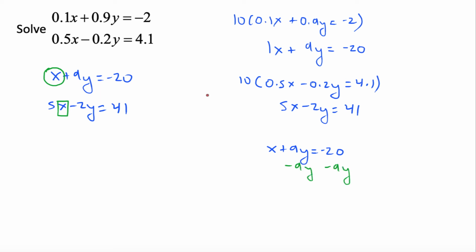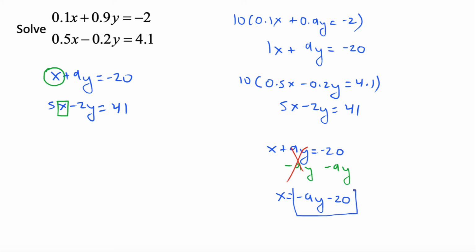And then what do we end up with here? The 9y cancels out, which is sort of the whole goal here. So x equals negative 9y minus 20, I should say. Minus 20. Don't want to make a silly mistake like that. We see the negative sign here. All right, so what do we do next?